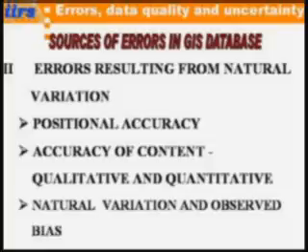And another thing is natural variation and observer bias. Natural variation is, as I mentioned, the boundary of a river and soil features, all those things. Due to natural variations you may get errors, but they are not basically errors.